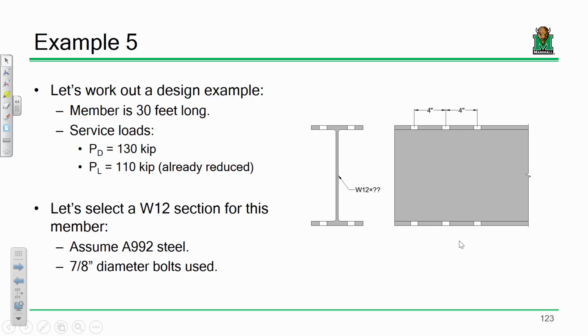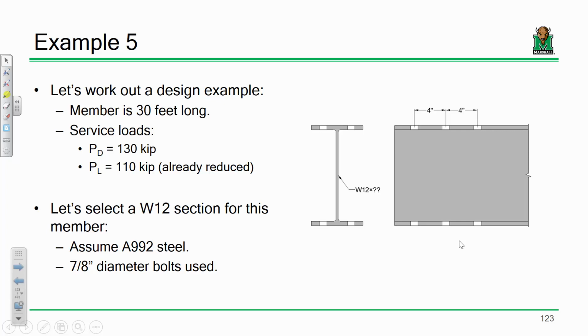Let's get into design. I have a tension member that is 30 foot long in a building. It is being subjected to a dead load of 130 kips and a live load of 110 kips. That live load has already gone through live load reduction, so there's no need to worry about that. And we are going to select a W12 section. When I say select, I mean design. When I mean design, I mean the most economical selection possible.